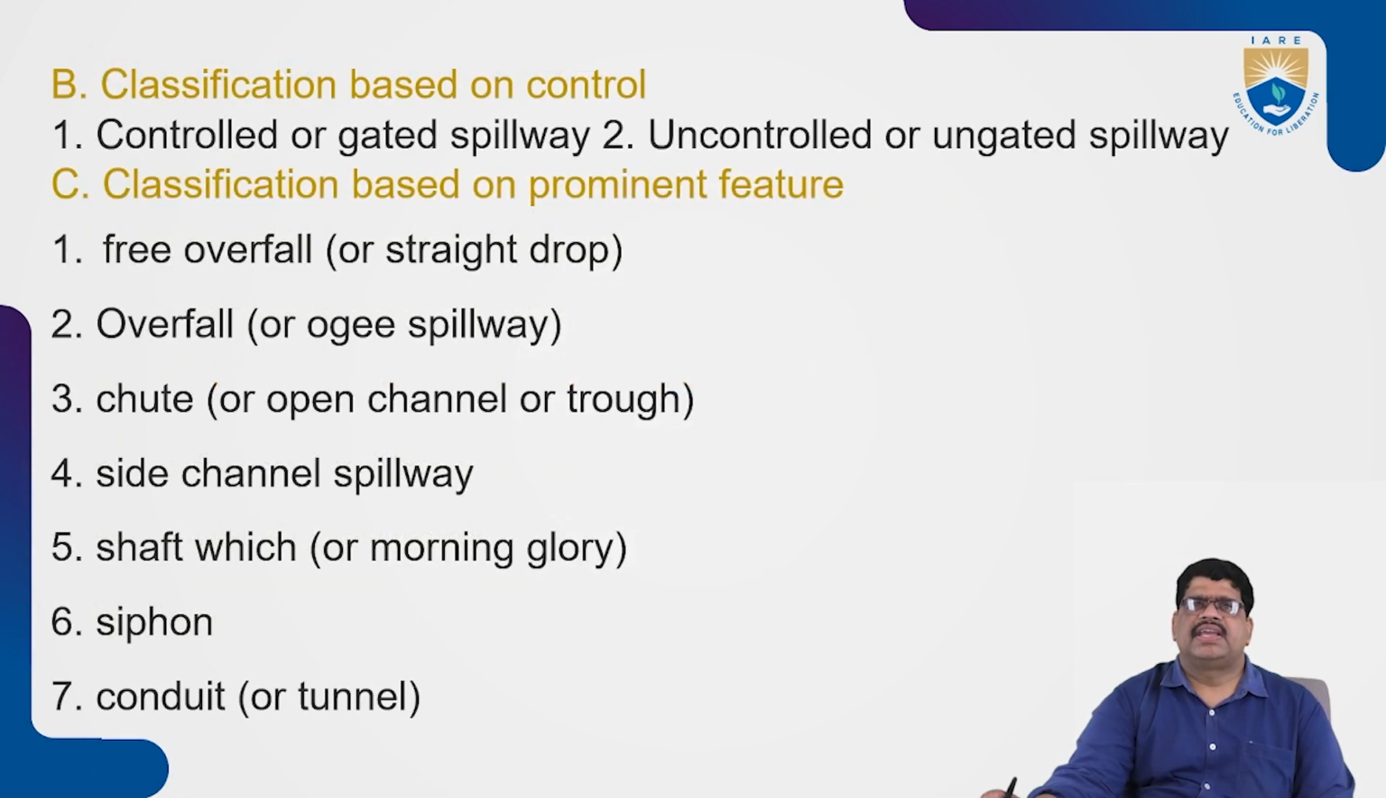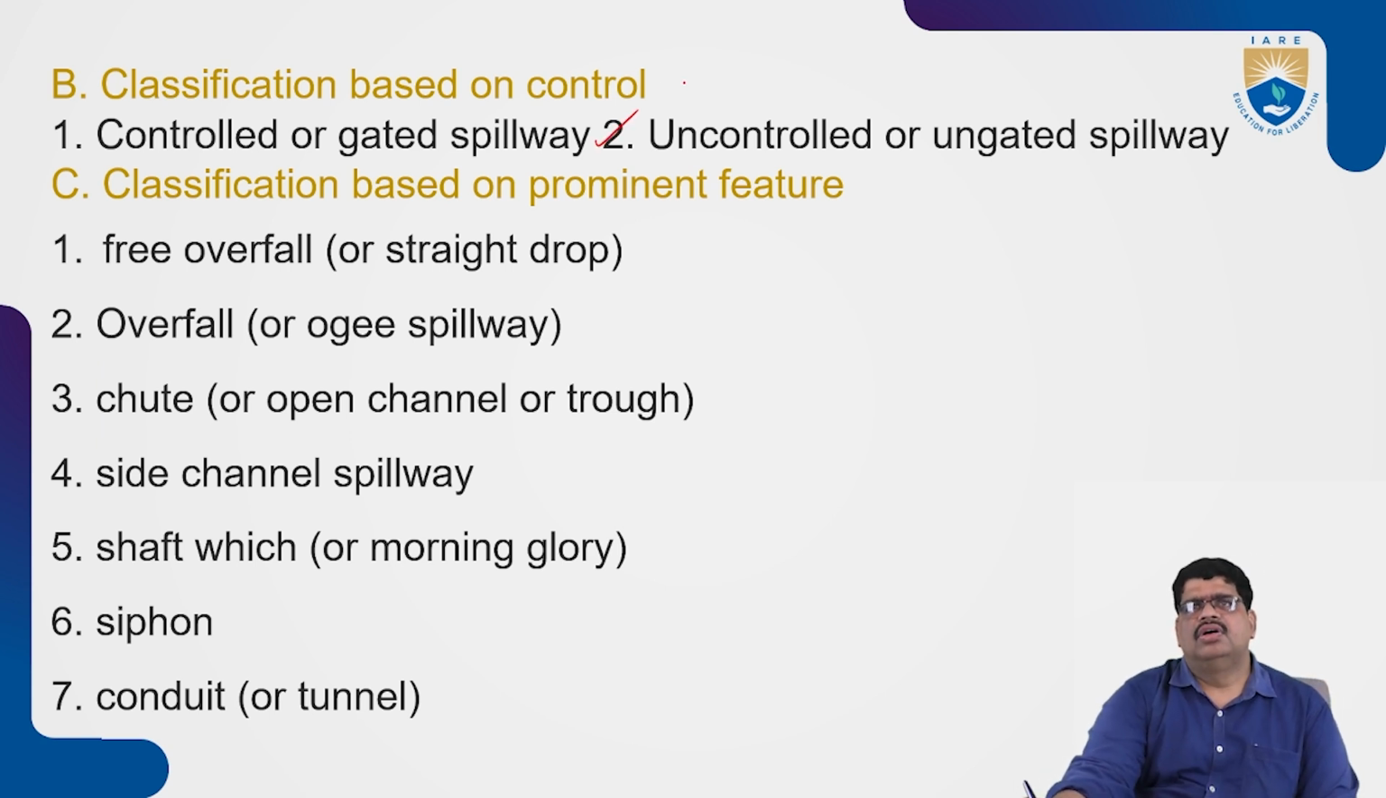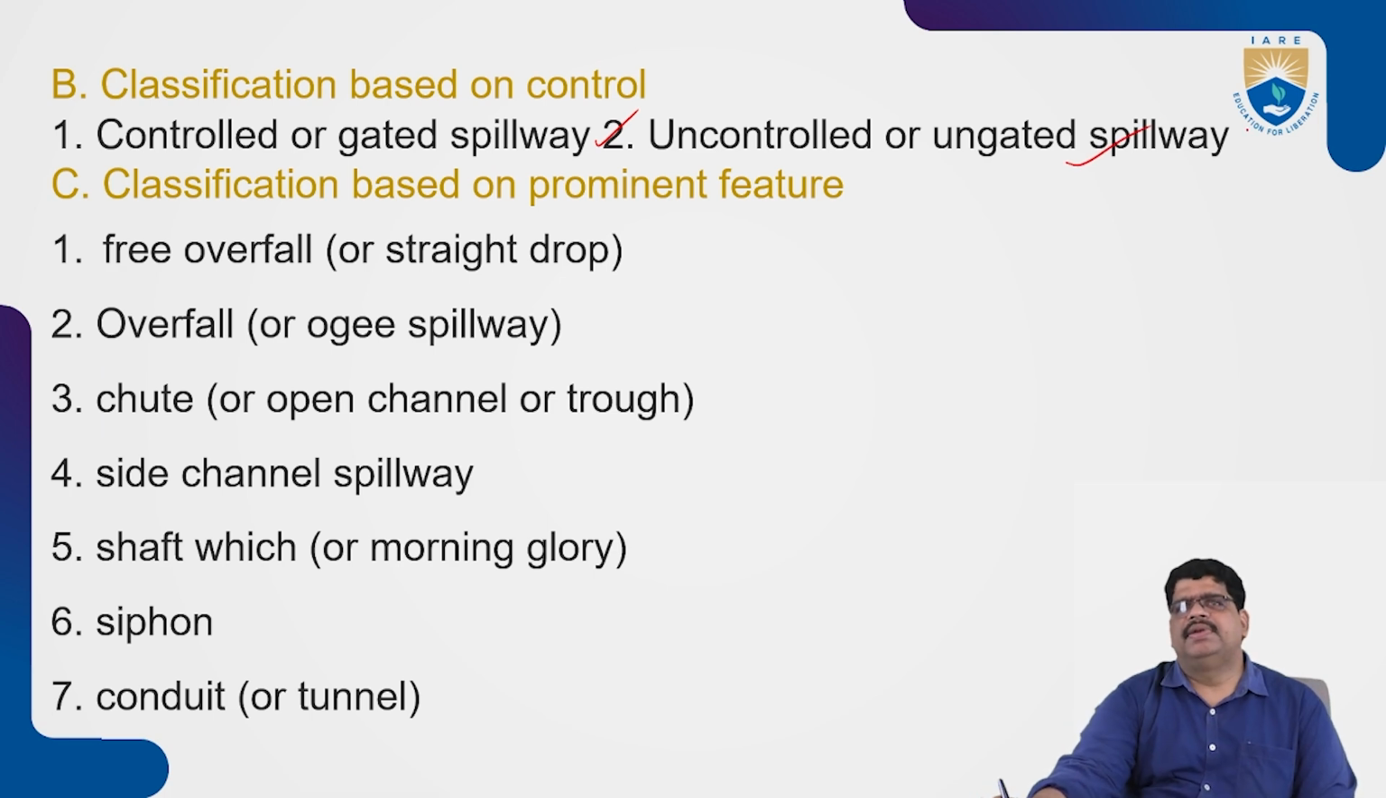Next one, classification based on the control. The first one is controlled or gated spillways, and uncontrolled or ungated spillway. Whenever water is available during the floods, it automatically flows over the spillway without any control. The gates are not provided there. It automatically overflows whenever the water level rises up to this level.